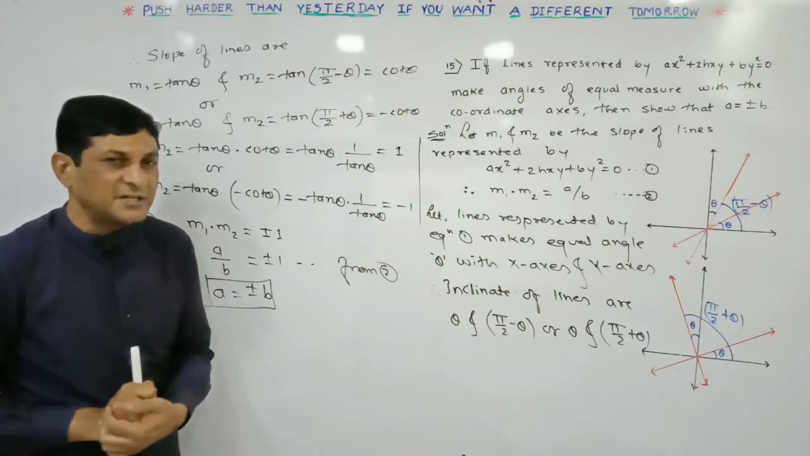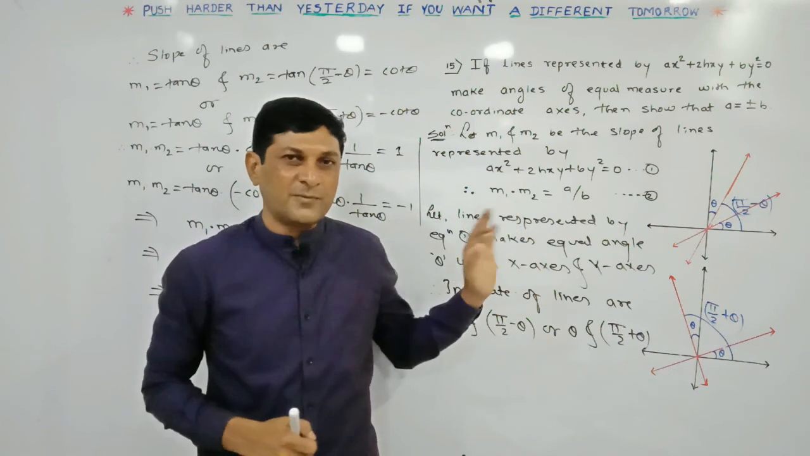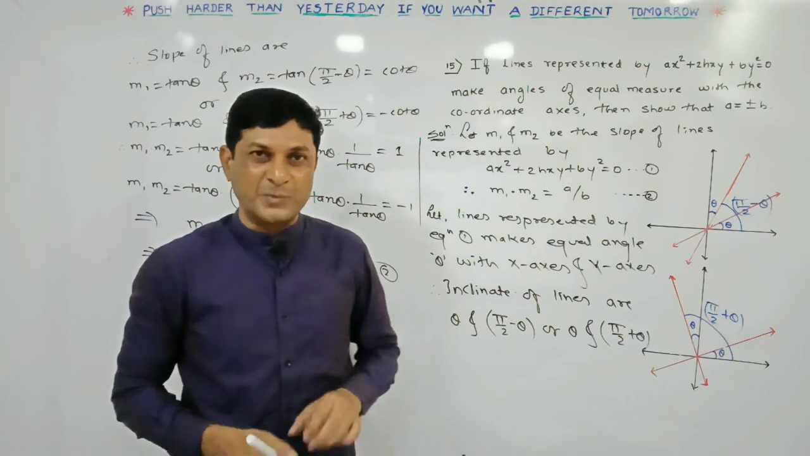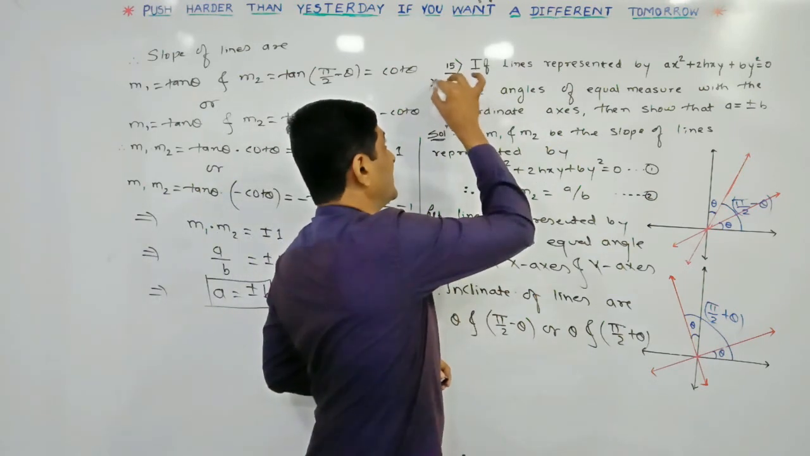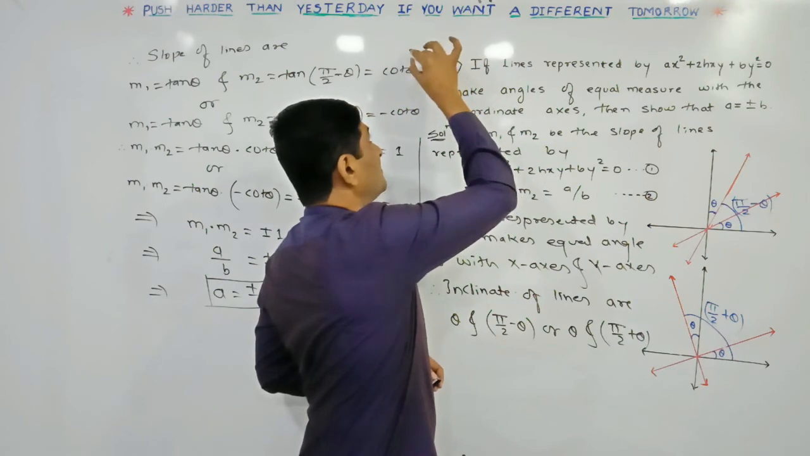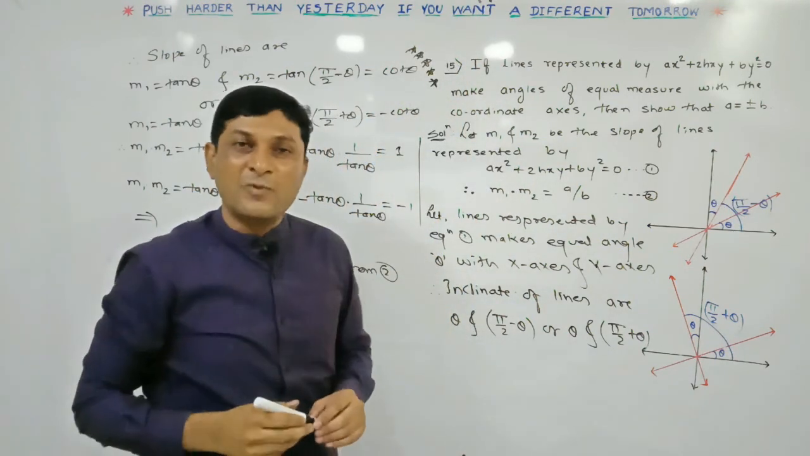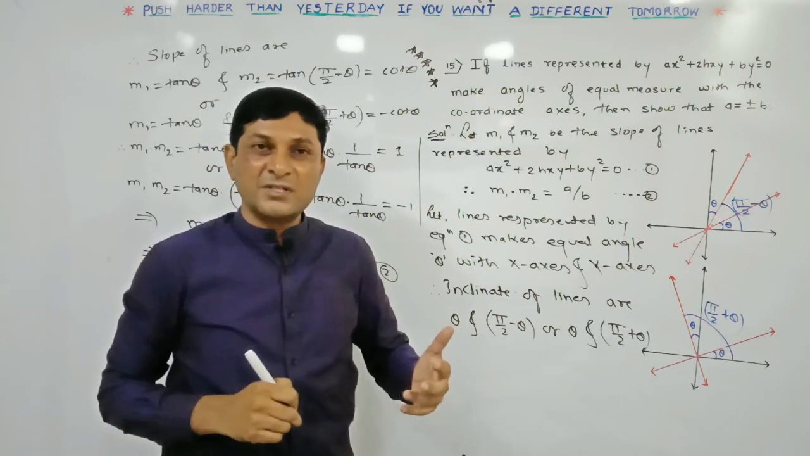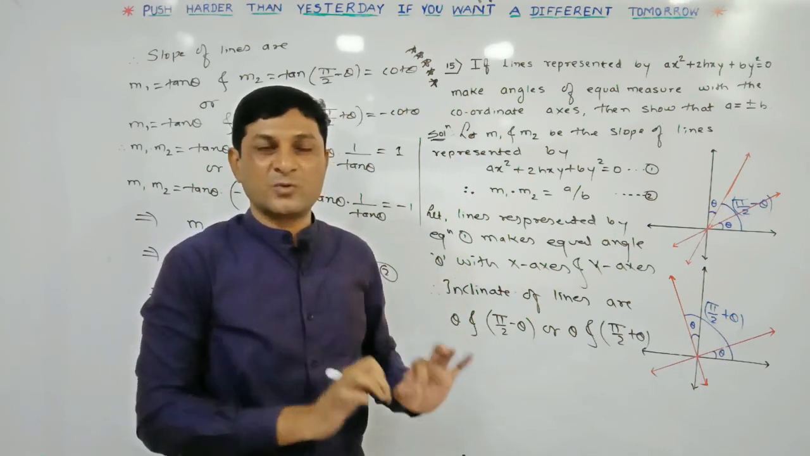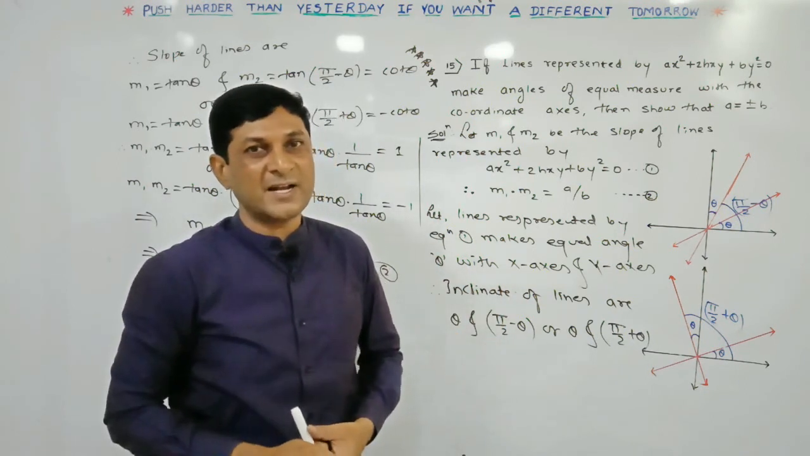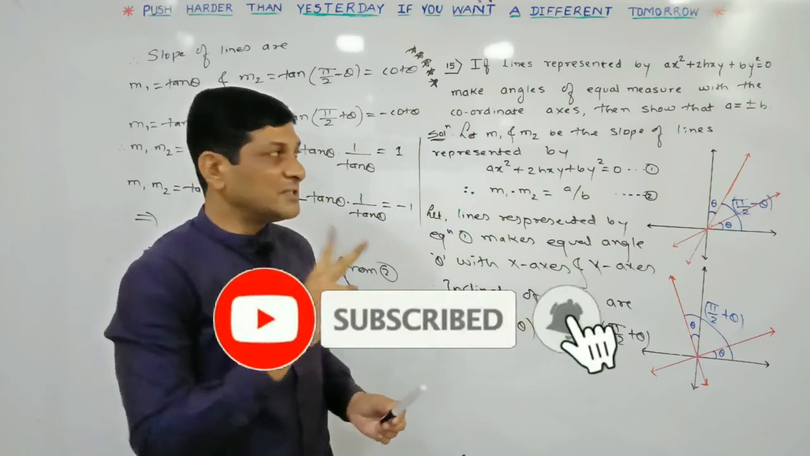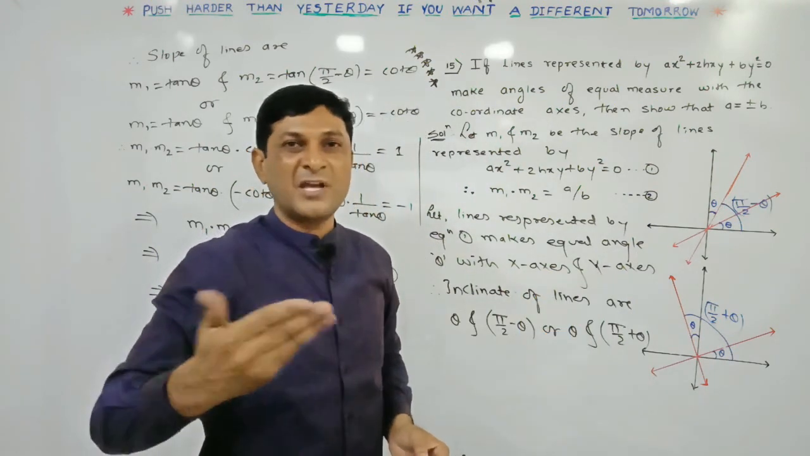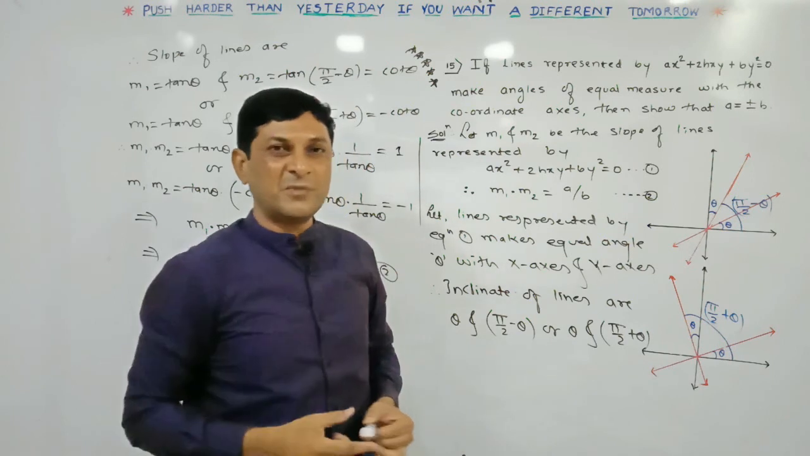In this way, using the condition that the lines represented by this homogeneous equation make equal angles with the coordinate axes, we have proved that a is equal to plus or minus b. This is one of the very important conditions which we are getting in this example, which we can use as a shortcut method while solving objective type questions. If one homogeneous equation is given to us and the question says the lines represented by it make equal angles with the coordinate axes, then two terms appear in the equation, a and b. Either the value of a is given and we may be asked to find b, or if b is given, we may be asked to find a.